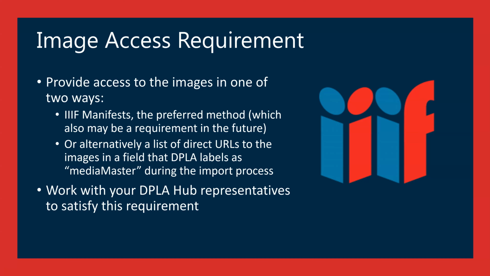This process actually harvests the full-scale images themselves rather than the DPLA harvest, which only creates a thumbnail image. So the second requirement is to provide actual access to the images, which can be provided in one of two ways. The preferred, and possibly in the future required, method will be to provide IIIF manifests, which makes it a very simple and straightforward process to harvest these images. The other method being supported is to provide a list of direct URLs to the images. In the DPLA harvest process, this is indicated in the media master metadata element during the import process.